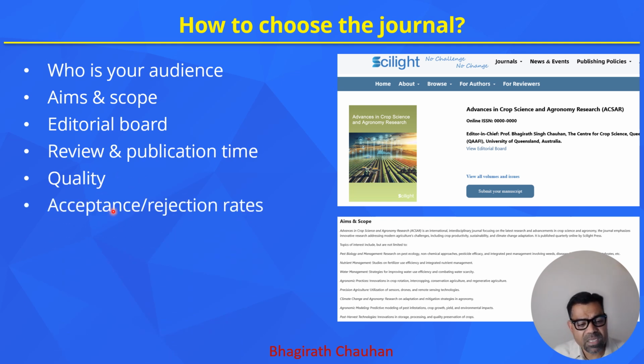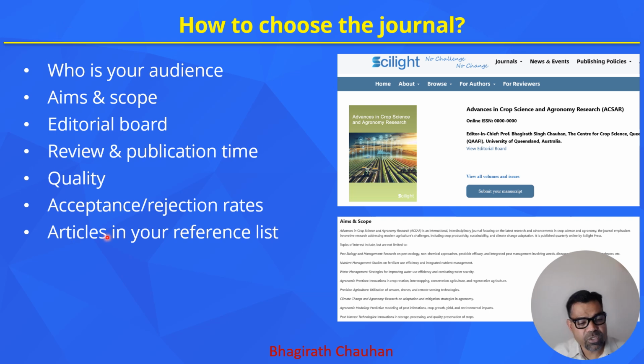Also, some people look at rejection rates. Some journals have more than 80% rejection rates, and you don't really want to waste your time on that one. But some people want to get good comments from them. So yeah, you can decide accordingly.